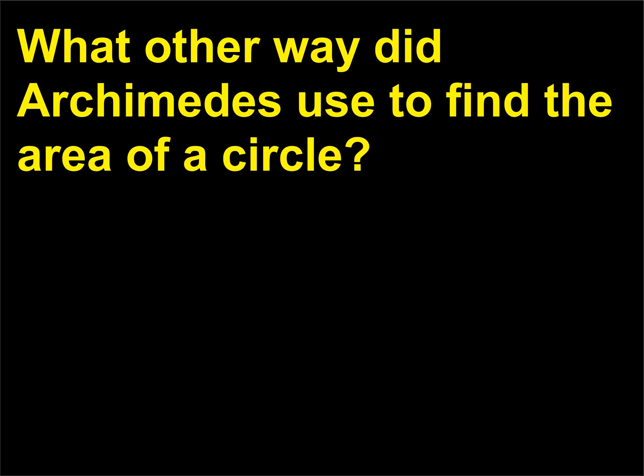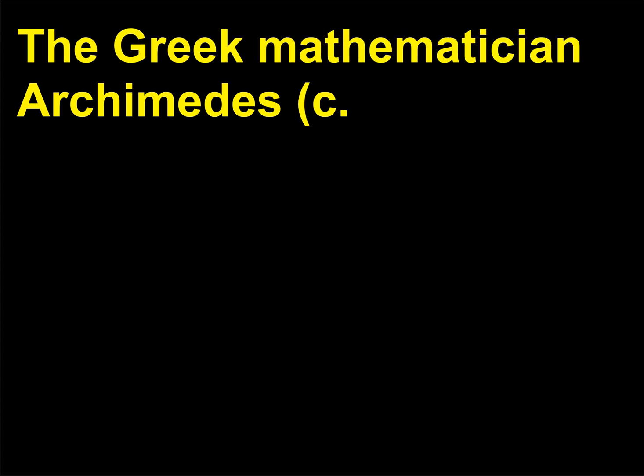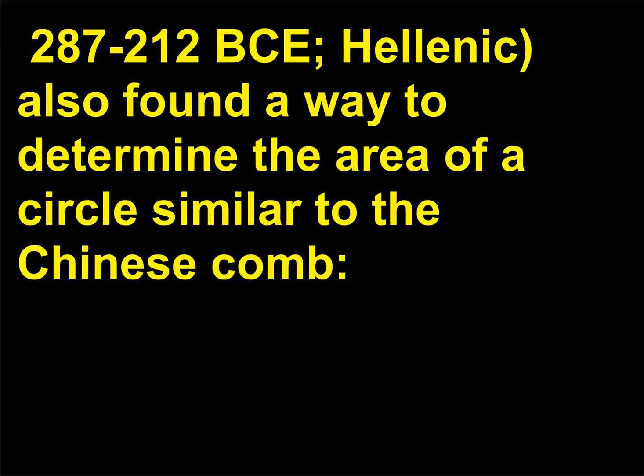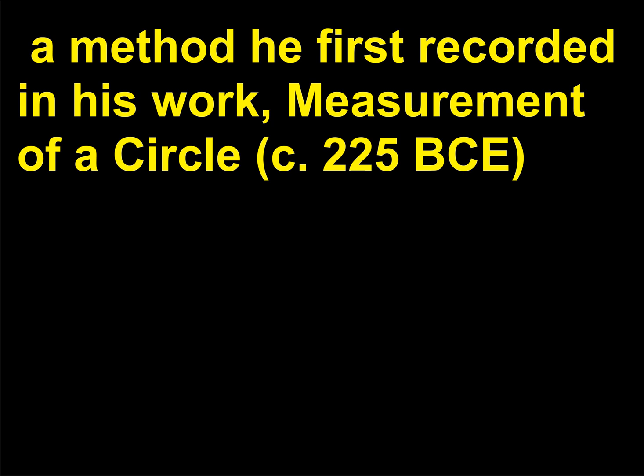What other way did Archimedes use to find the area of a circle? The Greek mathematician Archimedes, c. 287 to 212 BCE, Hellenic, also found a way to determine the area of a circle similar to the Chinese comb, a method he first recorded in his work, Measurement of a Circle, c. 225 BCE.